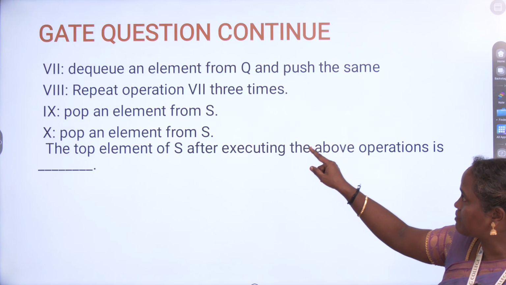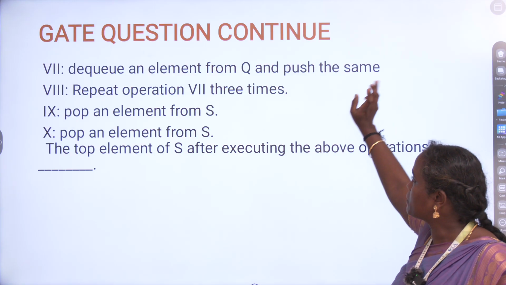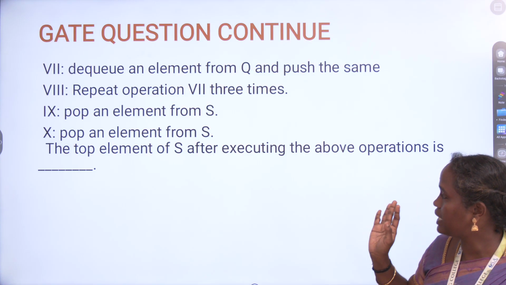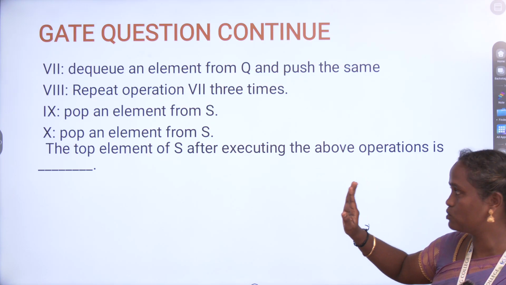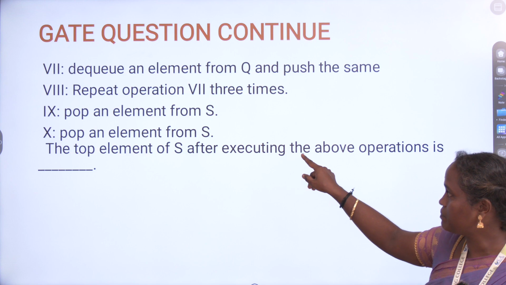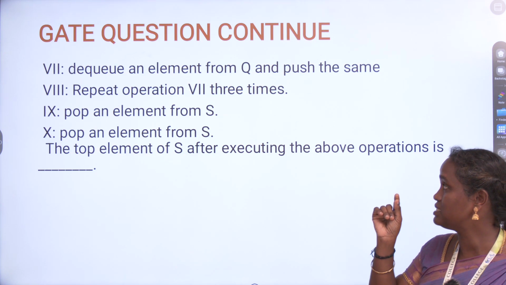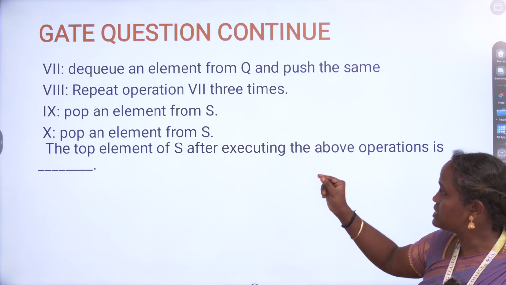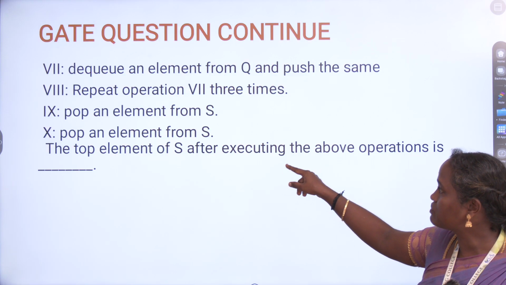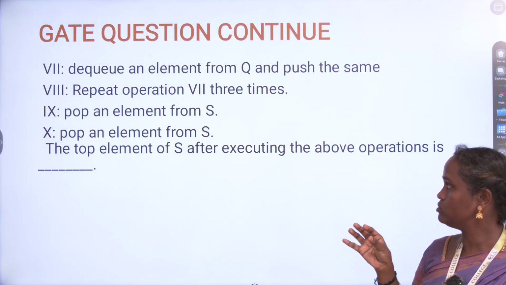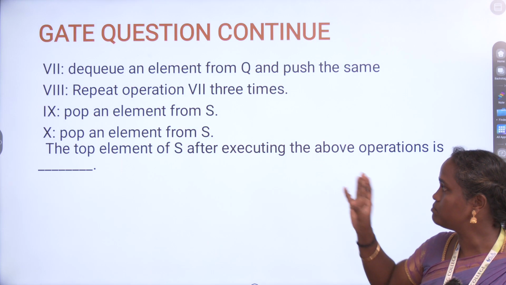What's the next thing they have given? Repeat operation 7 3 times, which means this operation we have to perform 3 times, right? What's the next they have given? Ninth operation, what they have asked us to do? Pop an element from S, so which means the top of the element from the stack we have to remove. And the next thing is pop an element from S, which means again they ask you to remove the top of the element from stack.